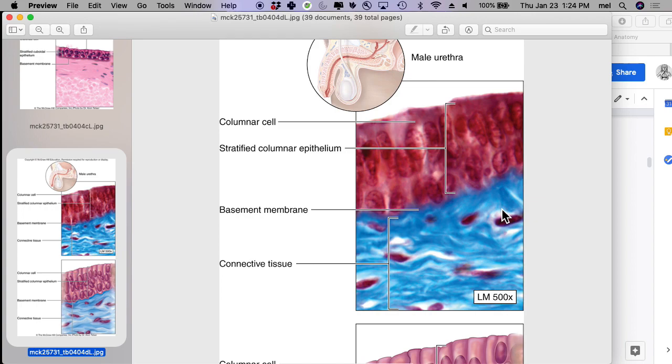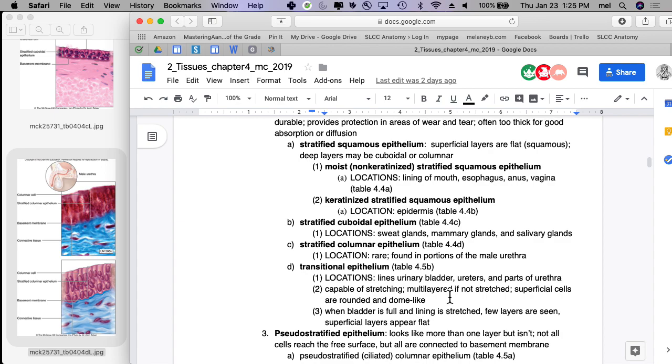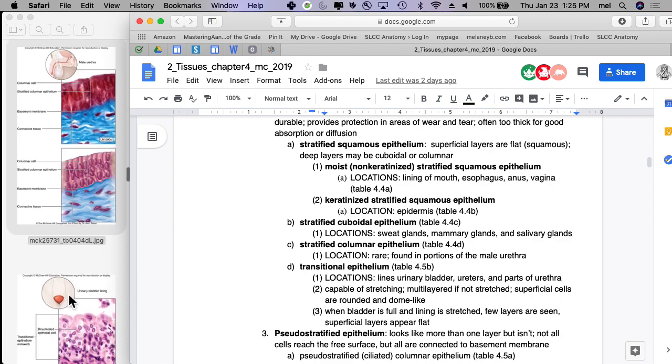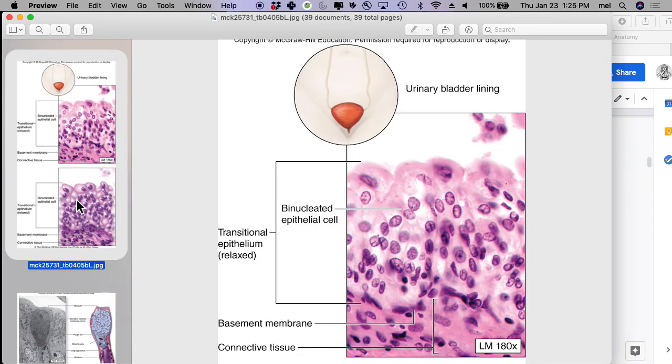Okay? Even though it might kind of look like this. So that is lining the male urethra. Okay, and then the last of the stratified epithelial tissues is not called stratified, but it is stratified. It just sort of breaks the naming convention. And that is this one, which is called transitional epithelium.